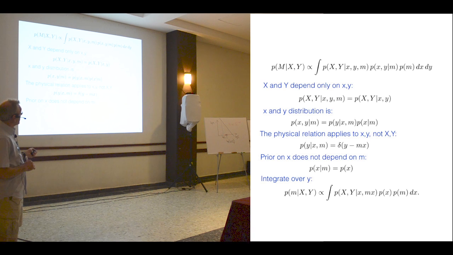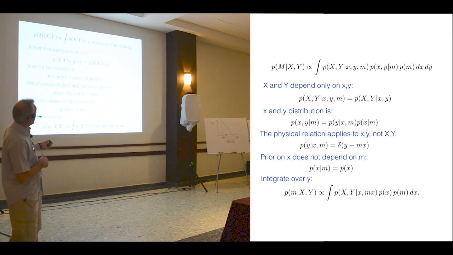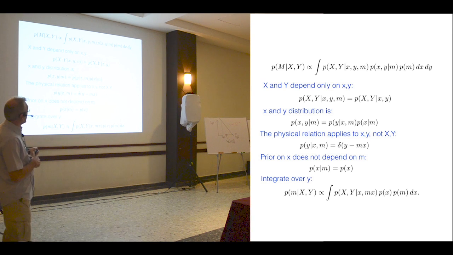The prior on x has nothing to do with m, it's not a function of m, so we just write that as p of x. And then we can do the integral over y, we have this double integral to do. Well, the integral over y we can do trivially because we have a delta function, so that's very helpful, which gives us the posterior for m given the observed X and Y as this integral. The likelihood of X and Y given x, and now because of the integration over the delta function, y becomes mx here. So this is the probability of X and Y given x, and a y value of mx, times the prior. Okay.